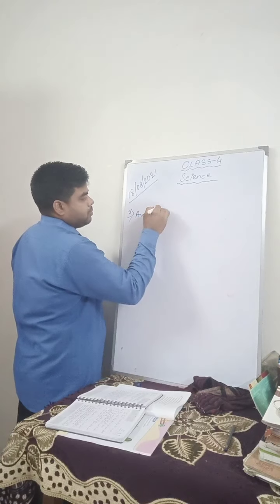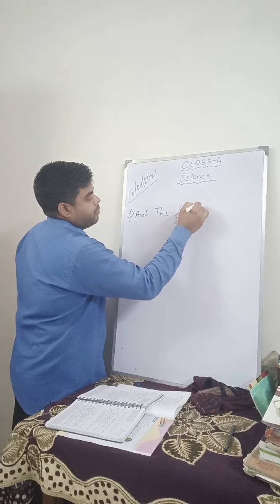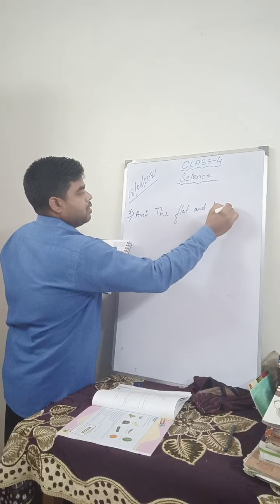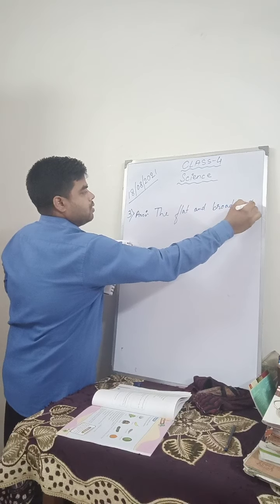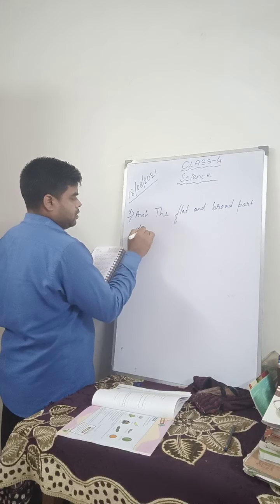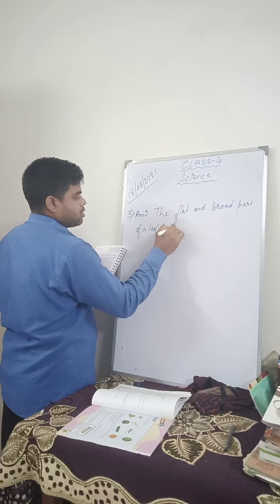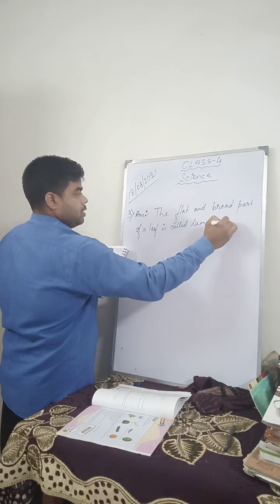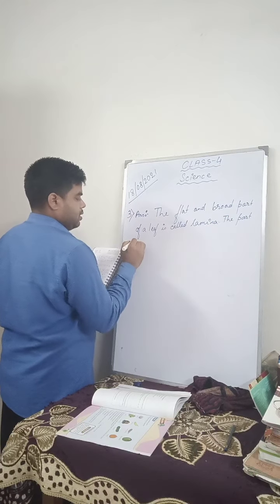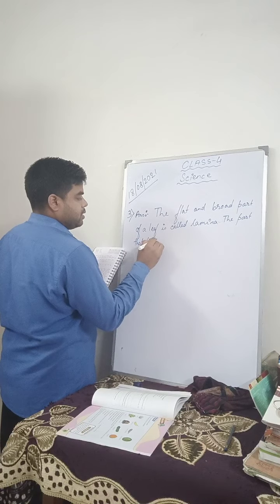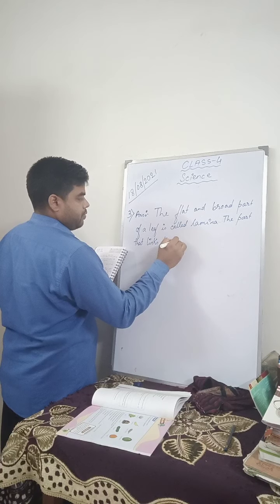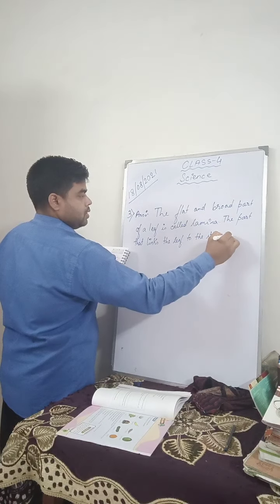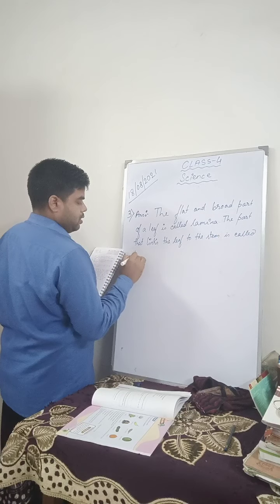So, the flat and broad part of a leaf is called lamina. The part that links the leaf to the stem is called petiole.